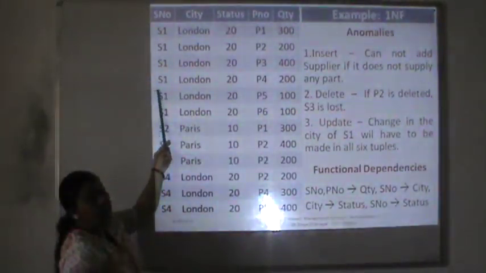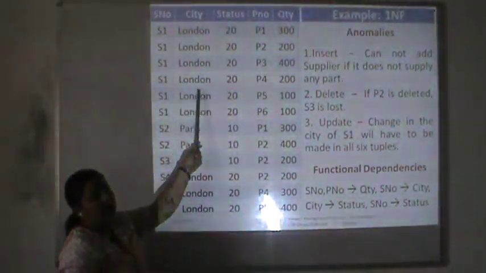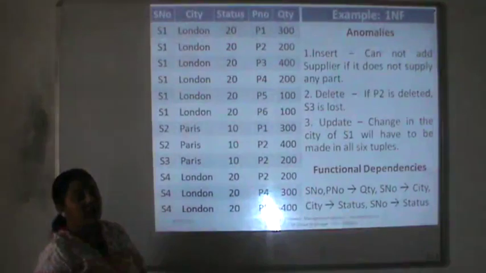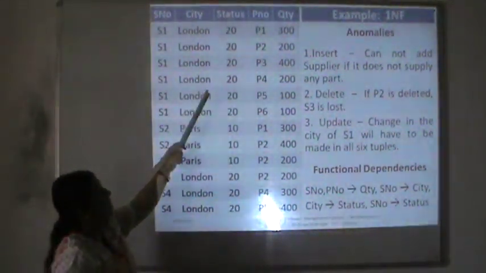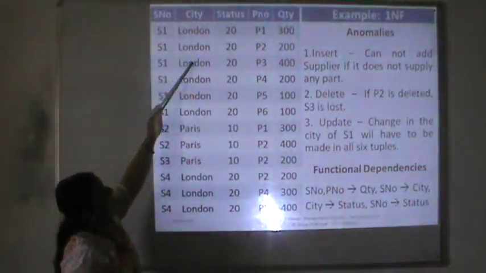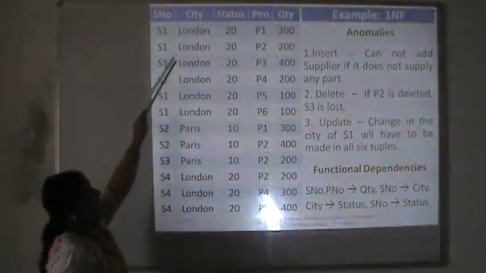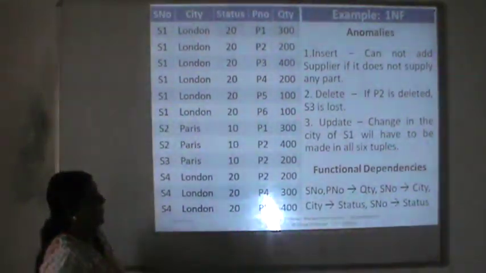Now, if S1 shifts from London to some other city, say Athens, then London will have to be changed to Athens at 6 places.